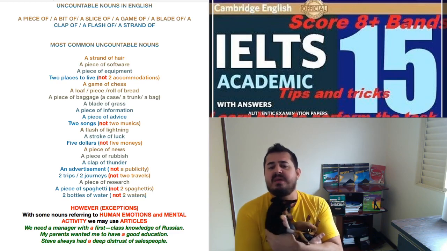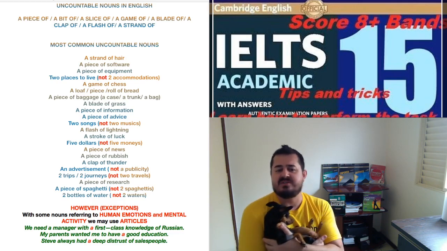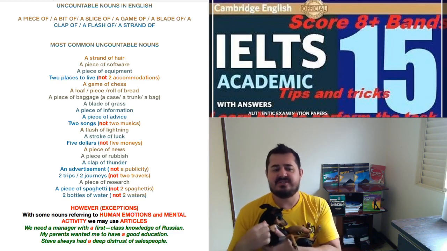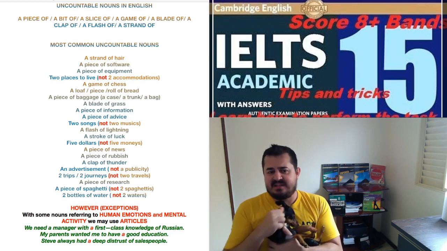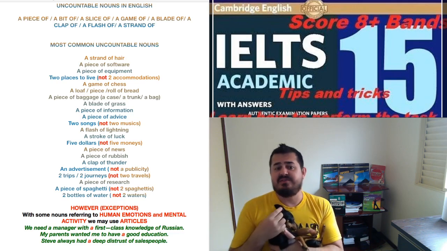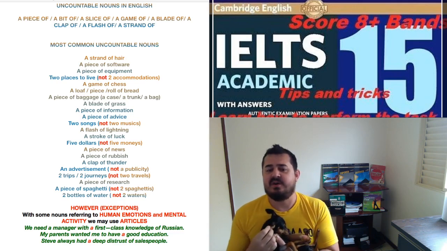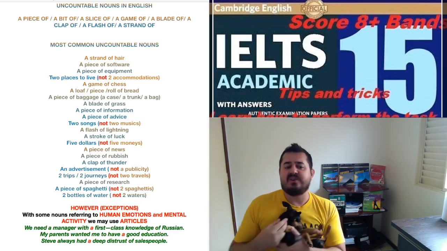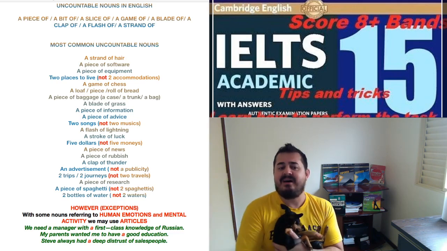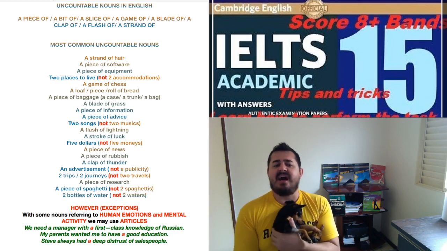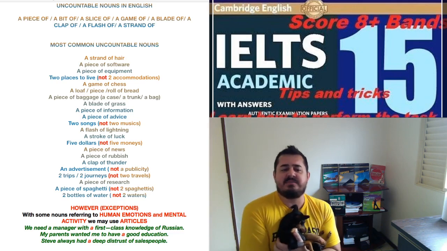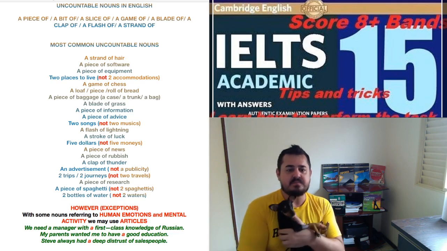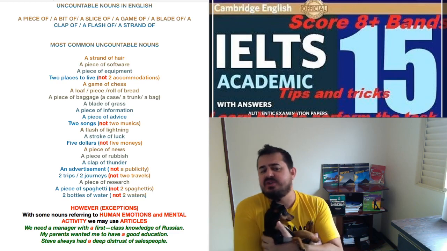You have 2 pieces of rubbish to throw away, not 2 rubbishes. A clap of thunder, not 2 thunders. An advertisement is what you should say instead of a publicity, or 2 publicities, 3 publicities. You cannot say that. So you have to say 2 advertisements, 3 advertisements, which is countable. You've probably had last year 2 trips, 2 journeys, but not 2 travels, because in that case travel is uncountable. A piece of research, not 2 researches.